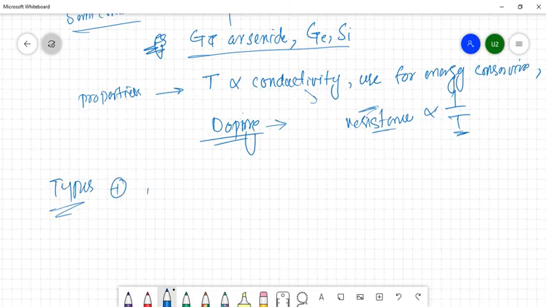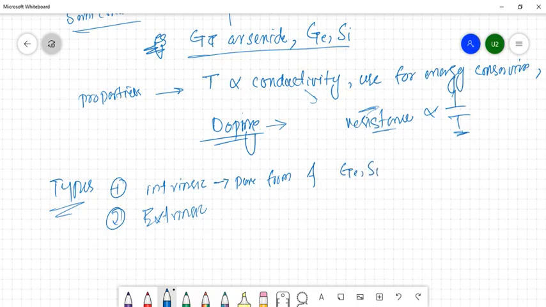Two, and that is intrinsic, and another one that is extrinsic. Intrinsic is the pure form of germanium, silicon, and we keep in mind we are talking about semiconductors. So intrinsic are the pure form of either germanium or silicon, while extrinsic type of semiconductor are further classified into n-type conductor and p-type conductor.